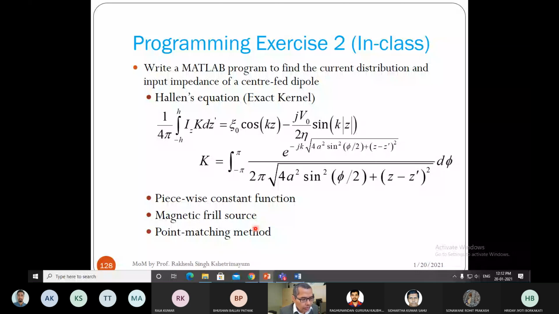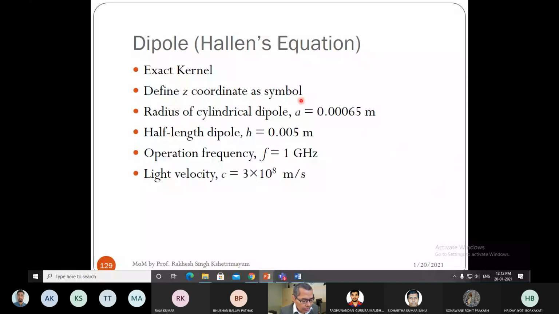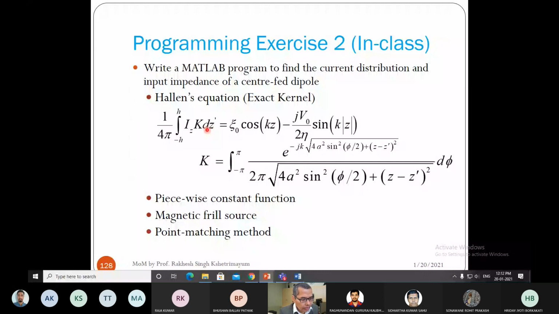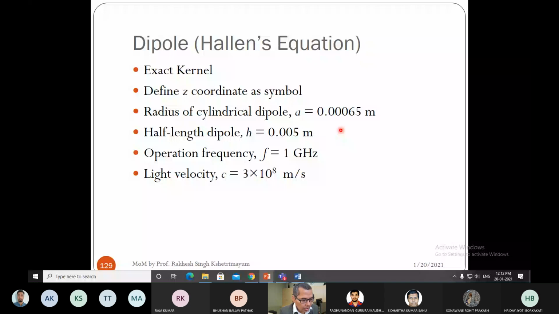At the start, you will define Z as a symbol so that you can do integration. You have Z here, and you want to do integration, so I will define this as a symbol. You have already done some of the programming exercises, and I have seen that many of you use this as a symbol.